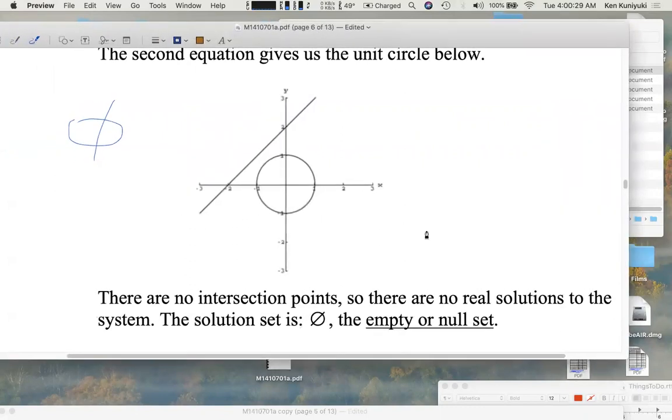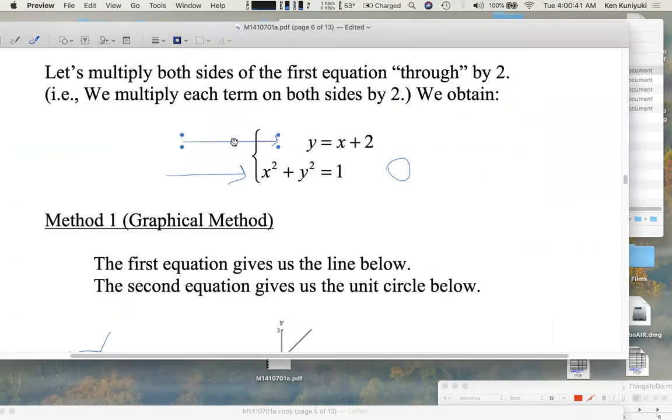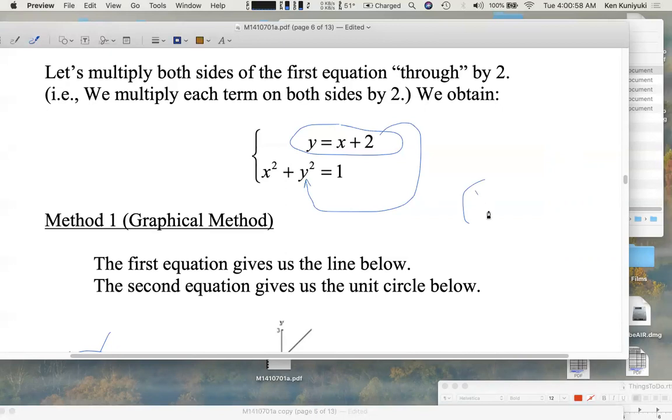Now you might ask, well, let's say I don't trust my graphing. I don't blame you. You've seen my circles. So how do you do this mechanically? Well, look at this. This is really set up for the substitution method. I already have y set up in terms of x. Let's substitute into the other equation. But now you're going to have to work out the square of x plus 2.